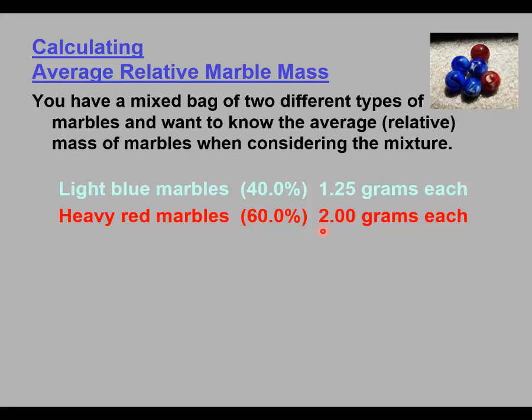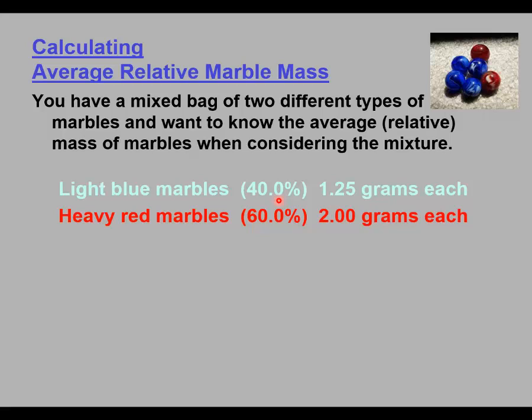Now we can already make a slight prediction. Since I have a larger number of the heavier mass marbles, my relative atomic mass will favor being closer to 2 grams than being close to 1.25 grams. So I can make that prediction even before I get started. Whichever one's present in the larger percentage, I'm going to be a little closer with the relative atomic mass to that one. However, I do have 40% of the lighter marbles, so that is going to drop the relative atomic mass a little bit below 2 here. So let's go ahead and calculate that.